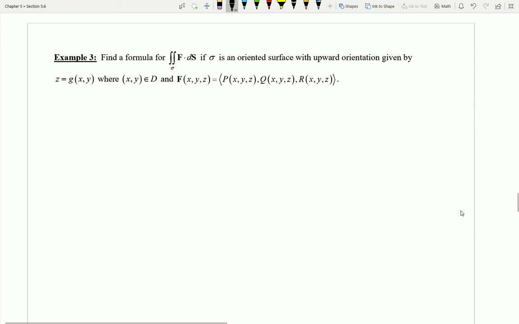Now let's turn our attention to example 3, and this is going to parallel very similarly to, I believe, what example 3 was in the last section. That is, we're going to say, what if I was trying to compute this flux integral here, a special surface integral? And if sigma is an oriented surface with an upward orientation, and we're dealing with a surface, z equals g of x comma y, that is, I'm dealing specifically with a function. I'm starting with a function.